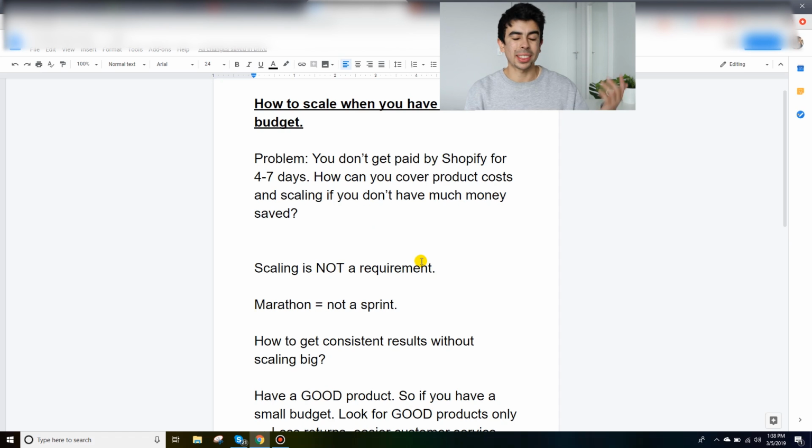If you have only like $1,000 in the bank account and you found a winning product, don't scale it so big because you're not going to be able to handle it, right? Just scale it slowly, build up your cash flow. Like I said, work on other areas of your business besides just the ads. Maybe even test new creatives or whatever it may be. But scaling is just not a requirement.